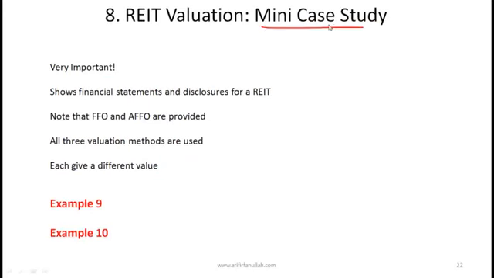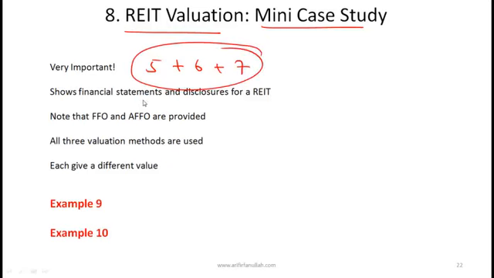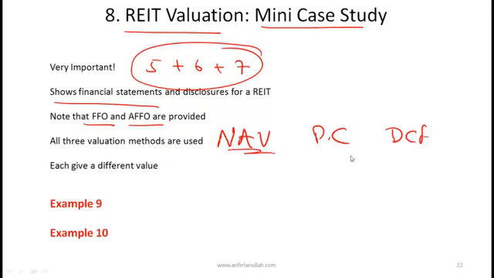Section 8 is a mini case study on REIT valuation. It is extremely important and it integrates what we've learned in sections 5, 6 and 7. There isn't anything new, but essentially the concepts that you have learned in these sections are applied. We are given a fictitious REIT and the financial statements are provided along with some additional disclosures. We are given the FFO and the AFFO, and then the three methods, NAV, price comparison, and discounted cash flow methods are used. Each of these methods give a different value, and that actually is done deliberately to highlight the fact that in the real world these methods are unlikely to produce the same number.